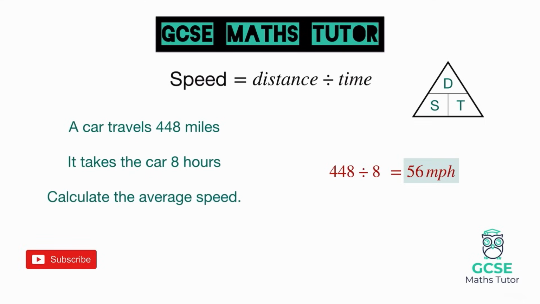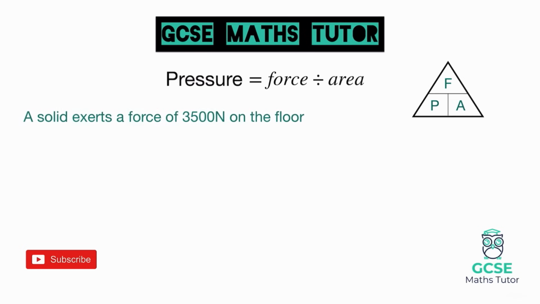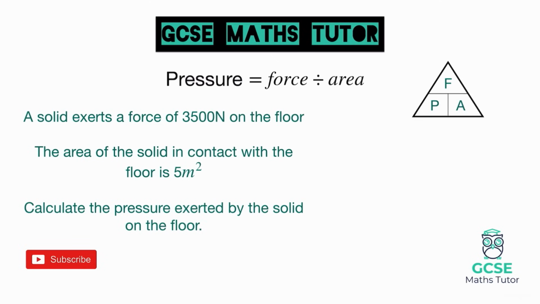So on to our final one, we'll have a look at pressure. And pressure is equal to force divided by area. So again, this can go into a formula triangle, and let's have a look at a final example. So it says here that a solid exerts a force of 3,500 newtons on the floor. The area of the solid in contact with the floor is 5 meters squared. Calculate the pressure exerted by the solid on the floor. So for this question here, again, we would plug in the values. 3,500 divided by 5, that equals 700. And for this particular question, we were using newtons and meter squared. So we would use a unit of newtons per meter squared.